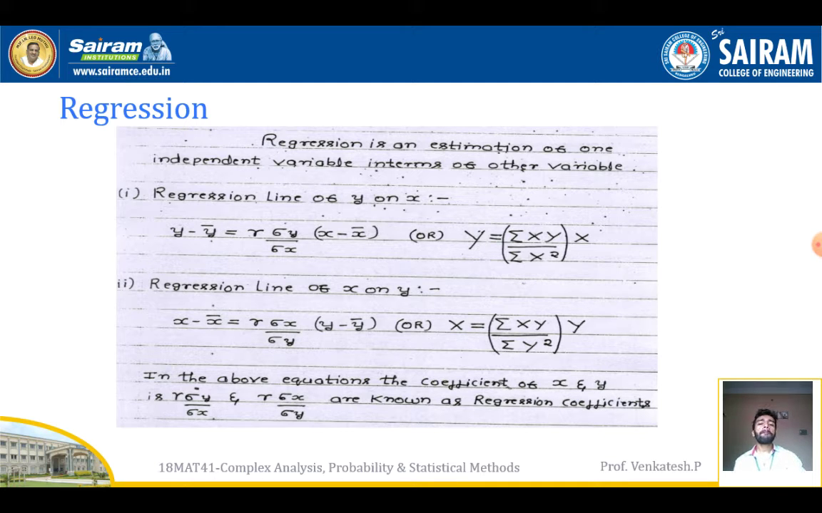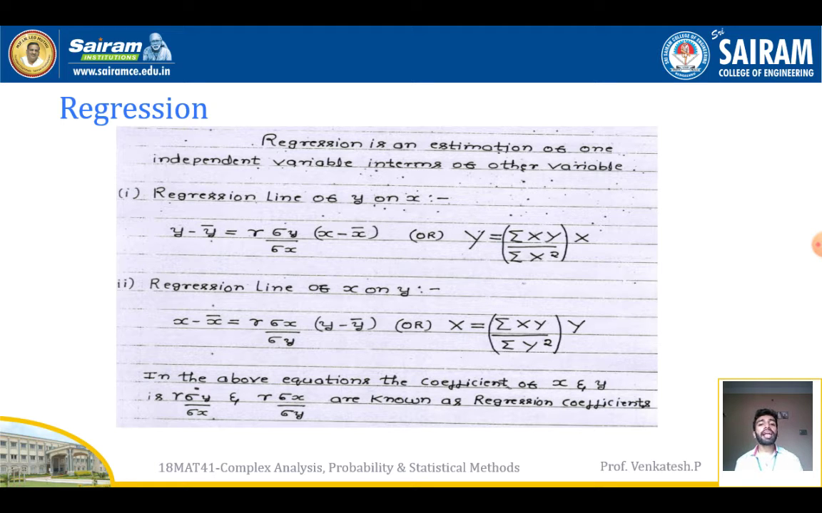Mainly we have two types of lines of regression. The first one is the regression line of y on x, which means representing y in terms of the x variable. One more is the regression line of x on y, which means representing x in terms of the y variable. The formula is y minus y bar is equal to r into sigma y by sigma x into x minus x bar. An alternative formula is capital Y is equal to summation capital X capital Y by summation X square into capital X.